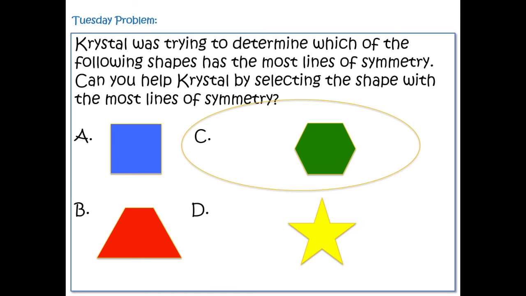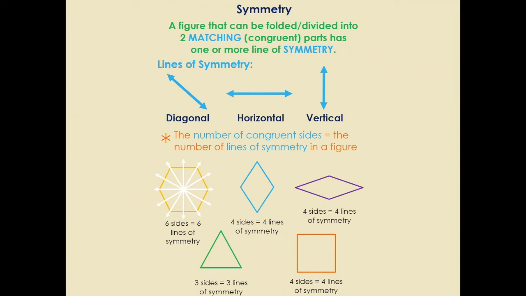lines of symmetry. In this problem, my answer is going to be that the amount of sides, the congruent sides, equals the amount of lines that are symmetrical.